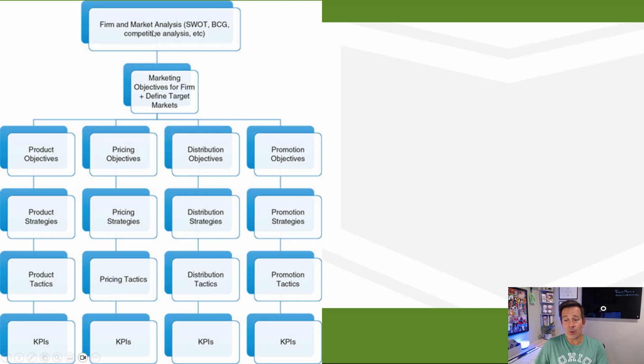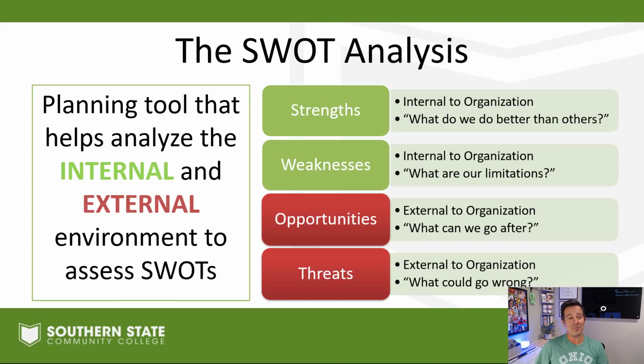We look inside our organization, we try to figure out where we stand. What are we good at? What are we not good at? What opportunities are out there? And what could go wrong? So that's really what our SWOT analysis is all about. It's just a planning tool that helps us look internally inside the business and also externally and see what's going on. And we assess our SWOTs.